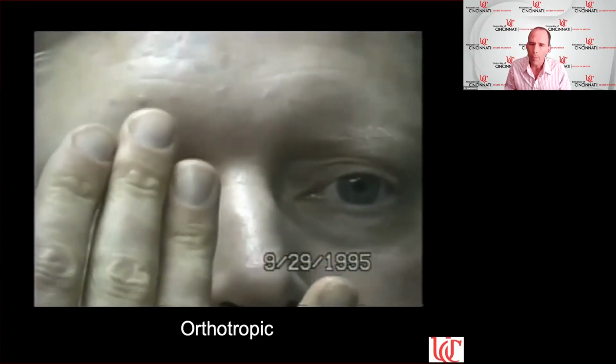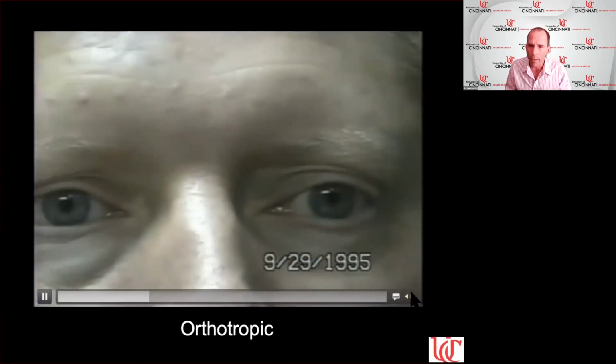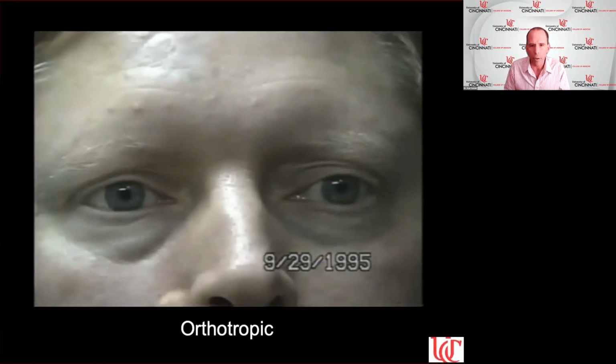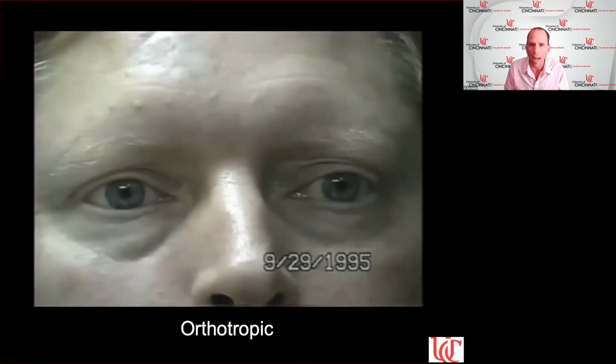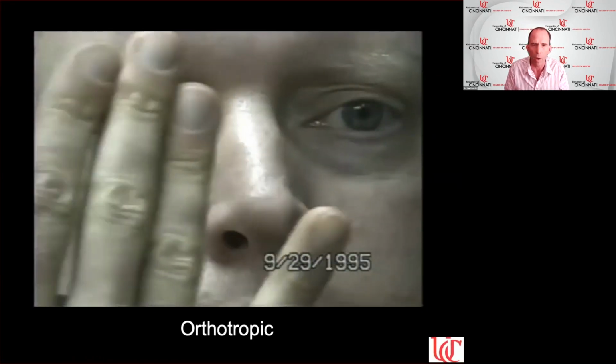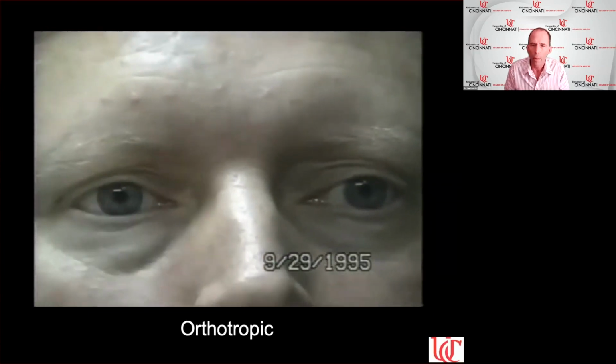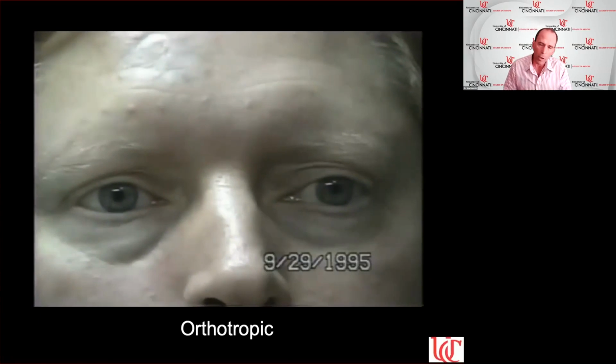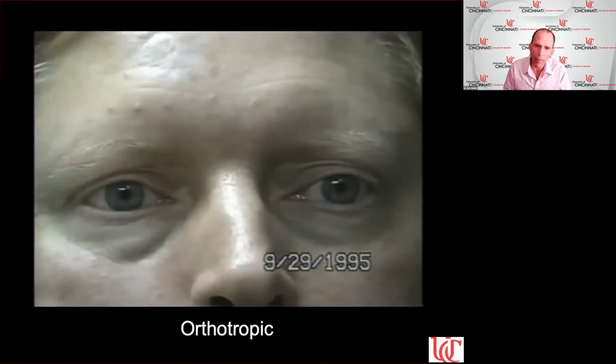Here's a young fellow who has intermittent double vision. And you can see when we do a cover-uncover test, you watch the uncovered eye only. Don't watch the eye that's covered when you take your hand away, and you'll note there is no movement. So he is orthotropic, but he has intermittent double vision. He's not having double vision right now.